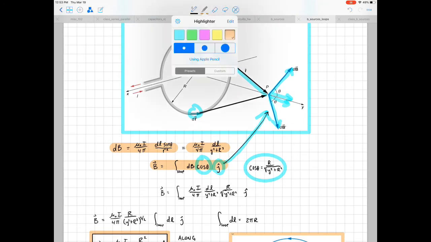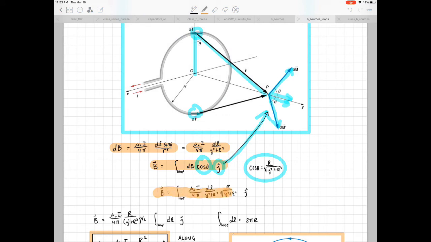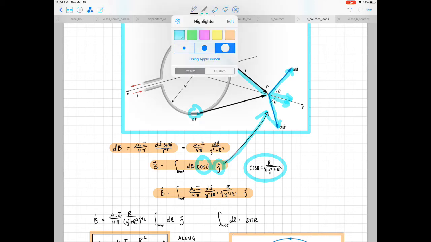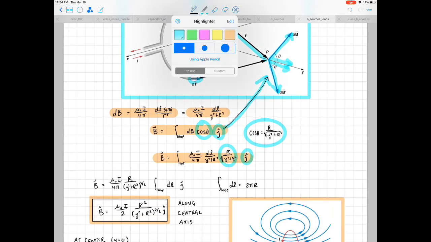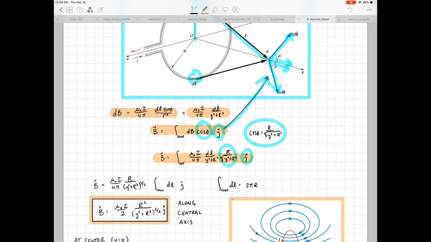So I'm going to plug that in for cosine, which is what I do in the next expression. Down here, I've written out dB, which is mu naught I over 4 pi, dl over y squared plus big R squared. And now I'm multiplying by the cosine term, so that's multiplied by cosine of theta, and then including the direction there, right, because B is a vector.